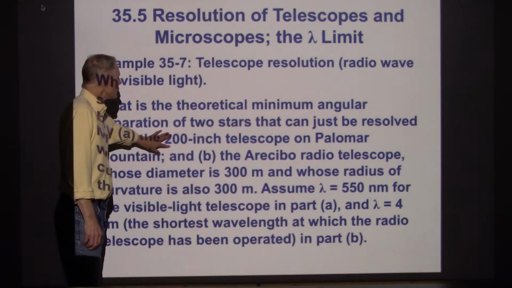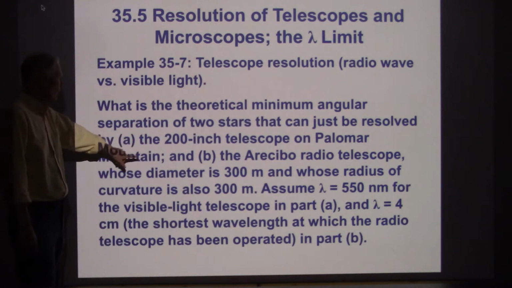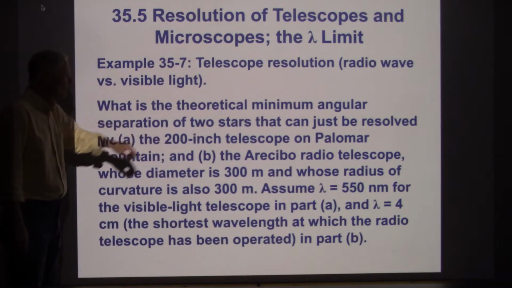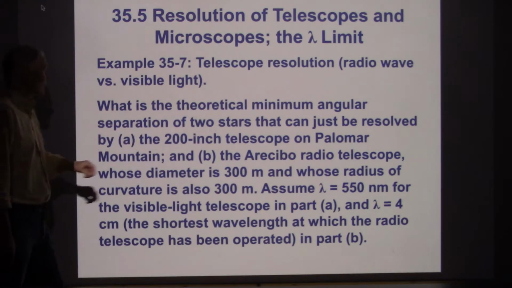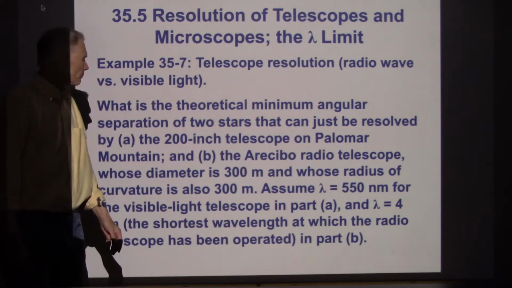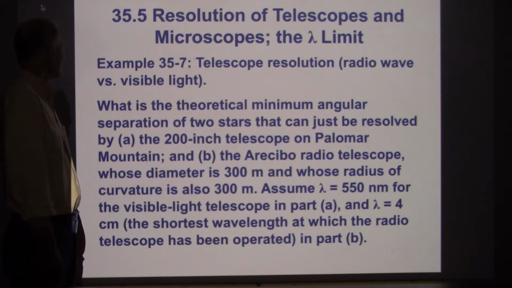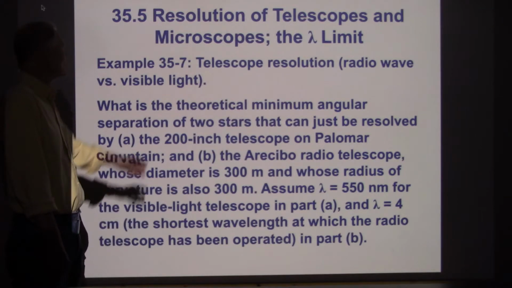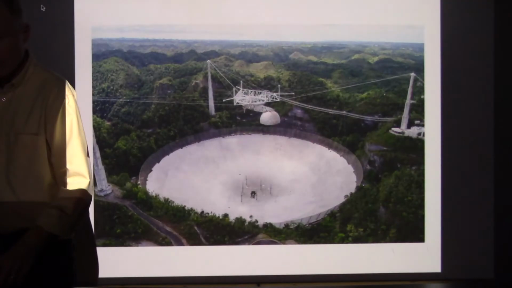So we've got a 200-inch telescope in Southern California on Palomar Mountain, and then there's a radio telescope in Puerto Rico with a radius of 300 meters. How does the resolution compare? What is the theoretical minimum angular separation of 2 stars with these 2 telescopes? So let's do a comparison side by side.